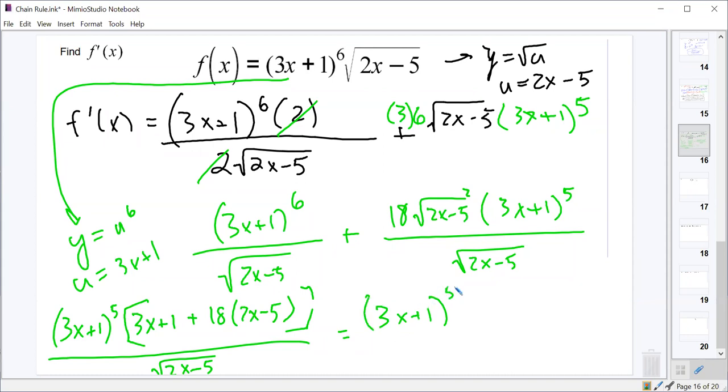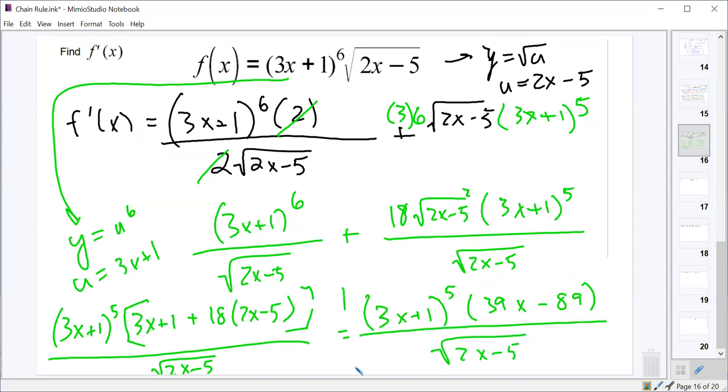new page. (3x plus 1) to the 5th times, this has got a 36x in it, plus a 3x, so that'd be 39x, and then minus 90 plus the 1, so minus 89, all over root (2x minus 5). And that's a better answer, but not necessary. Unless you're asked specifically to figure out when this equals 0, because then we can see that it's 89 over 39 and negative 1 over 3.